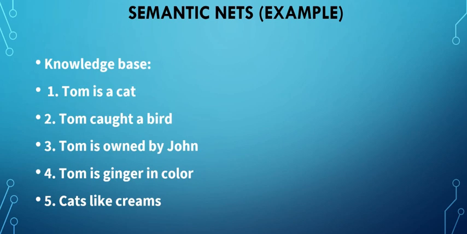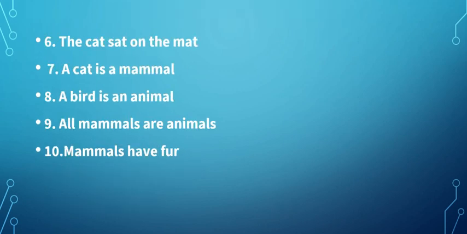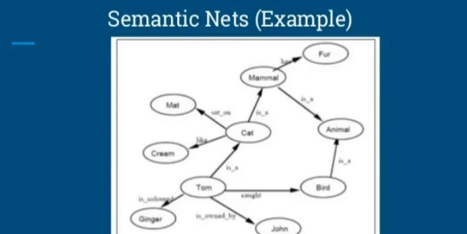Semantic nets example. So, the knowledge base: 1. Tom is a cat. Tom caught a bird. Tom is owned by John. Tom is ginger in color. Cats like cream. The cat sat on the mat. A cat is a mammal. A bird is an animal. All mammals are animals. Mammals have fur. In the next slide, you will see here that everything is connected from the facts to representations.